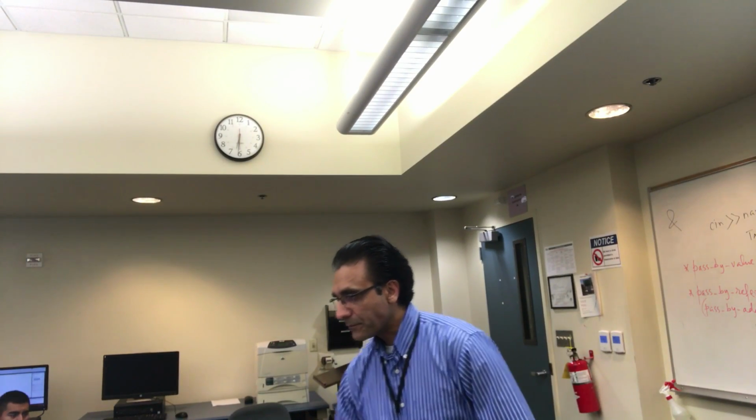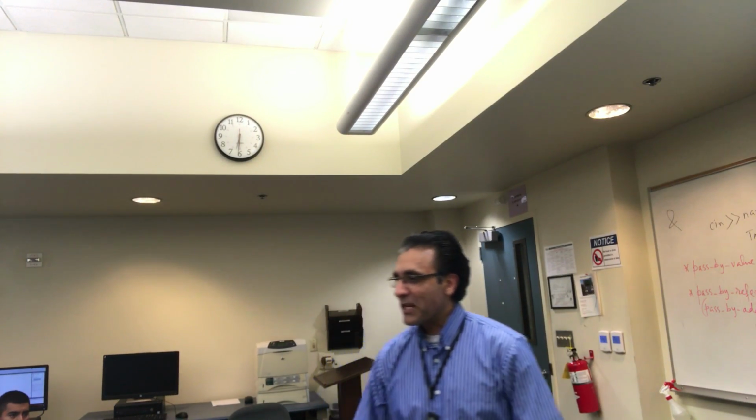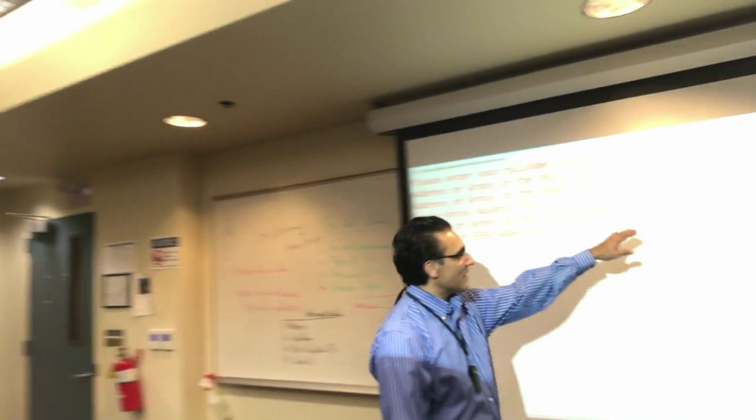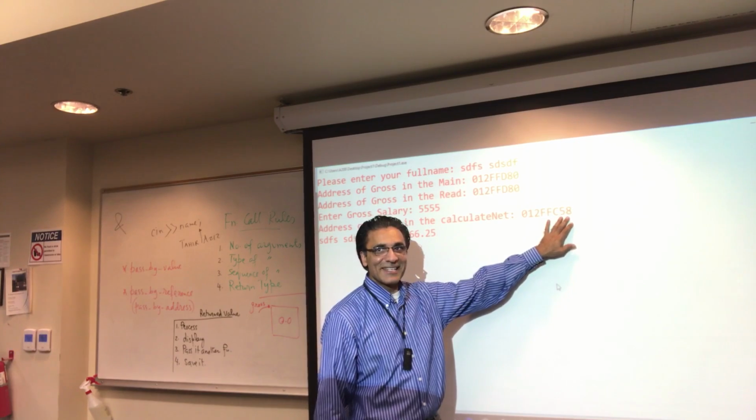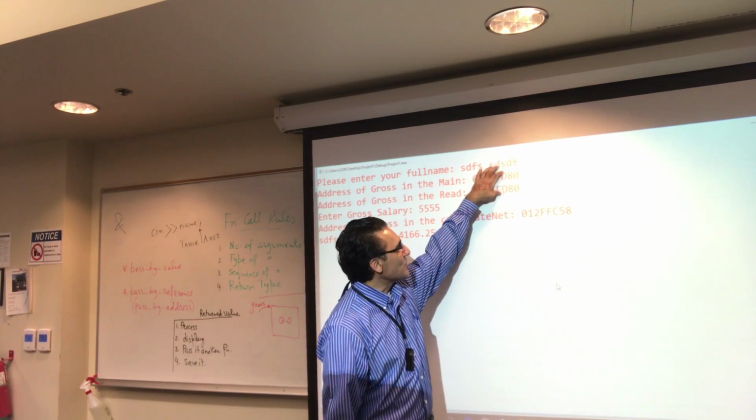So here, now strangely enough, this time the address is different. It is supposed to be different, but this time the calculate net salary is showing me a different address, and I agree, it is supposed to be different. So these are supposed to be the same.